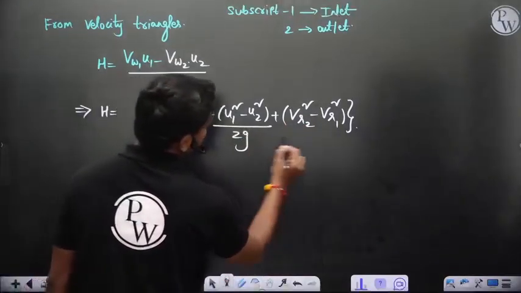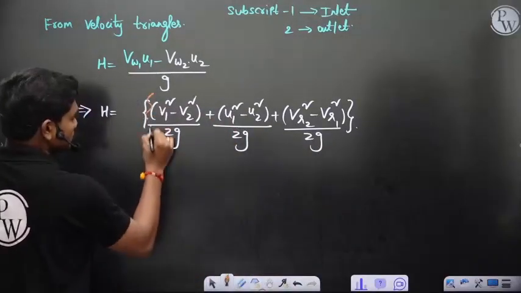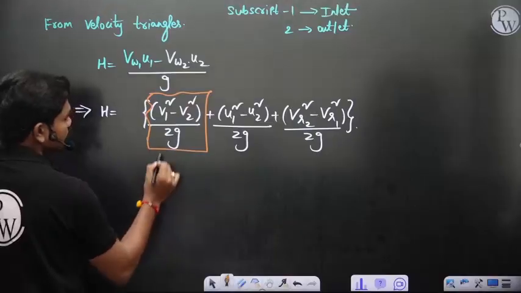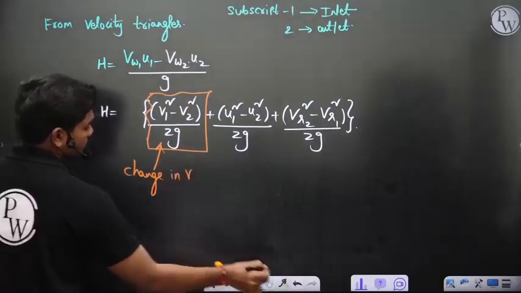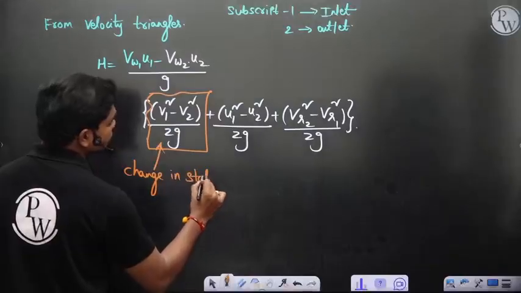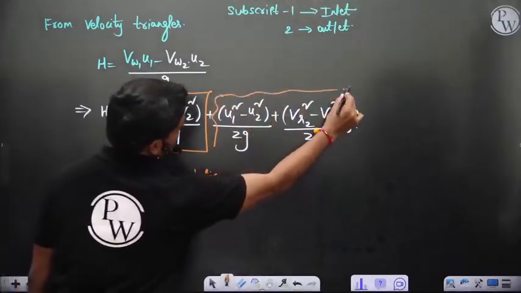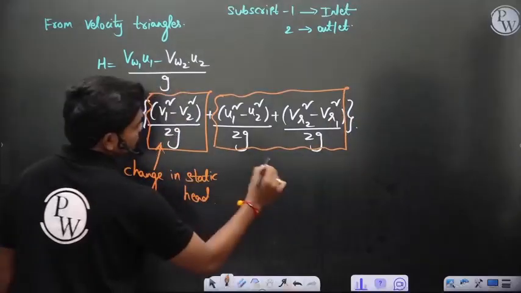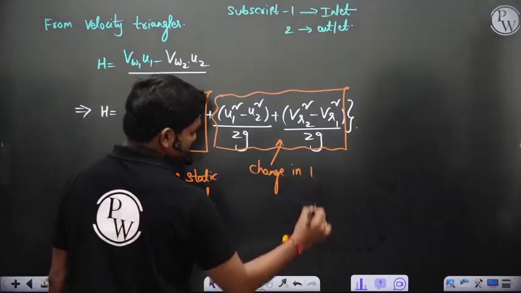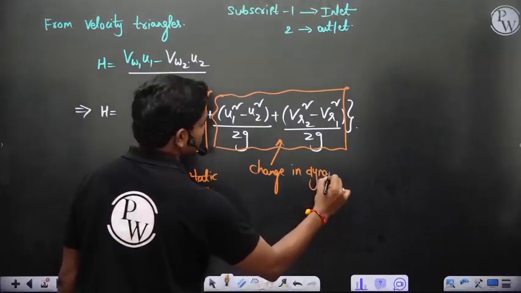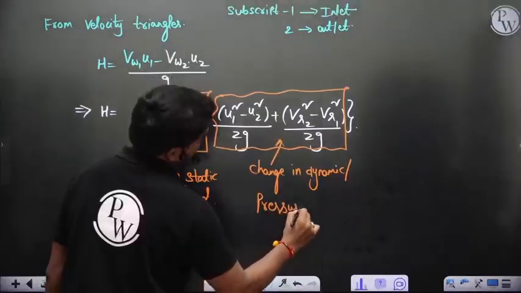by 2g and also by 2g, then this is due to change in static velocity head, change in velocity or static head, basically static head, and this is change in dynamic or pressure head, of course, change in dynamic or pressure head actually here.